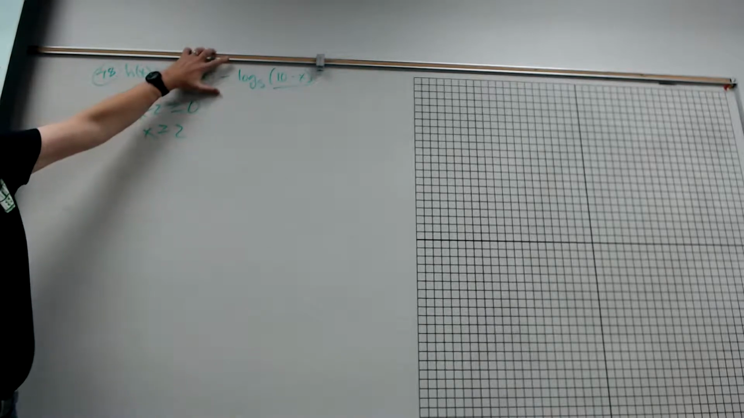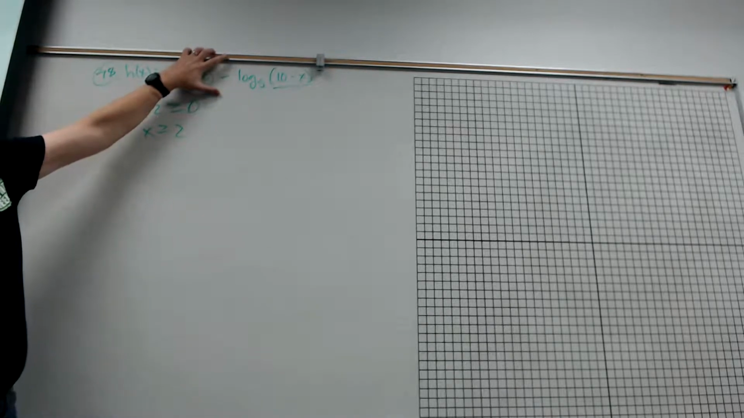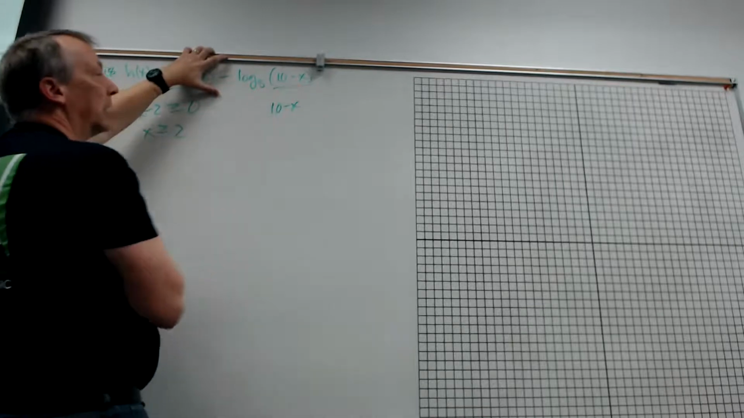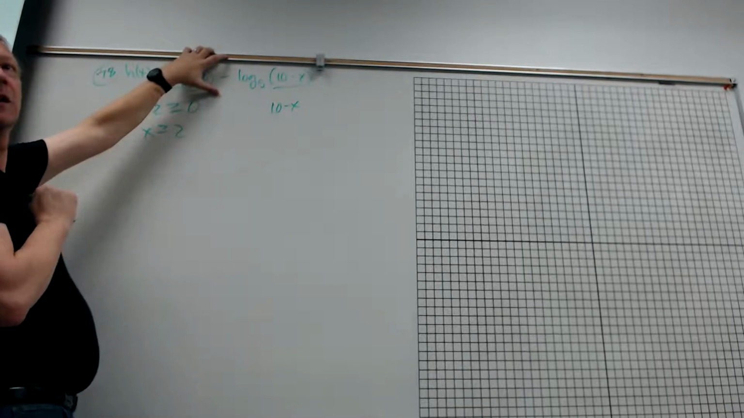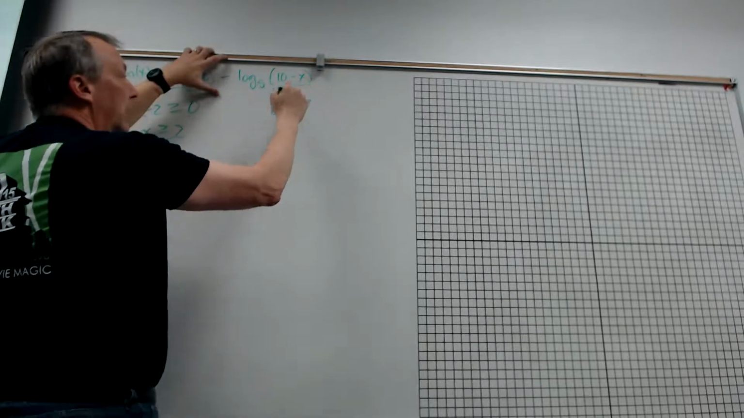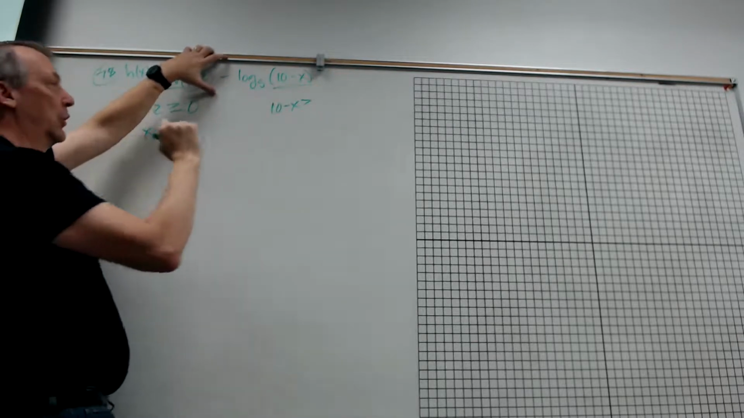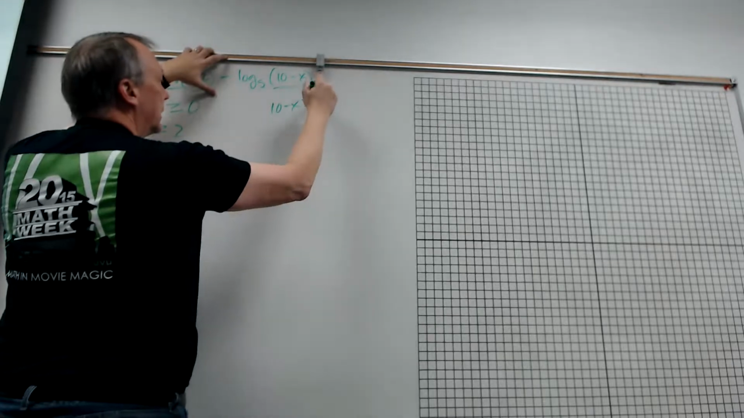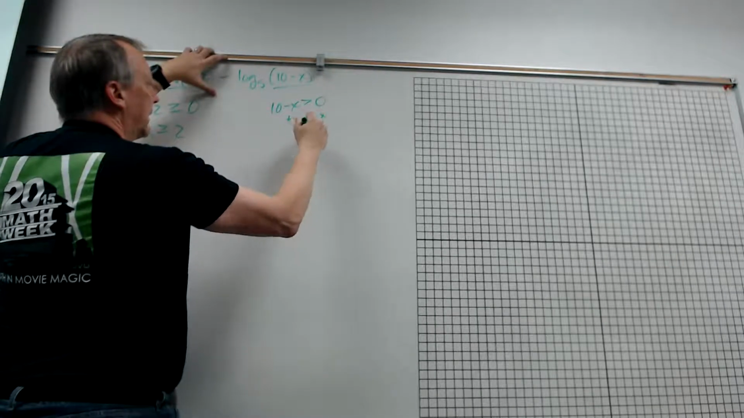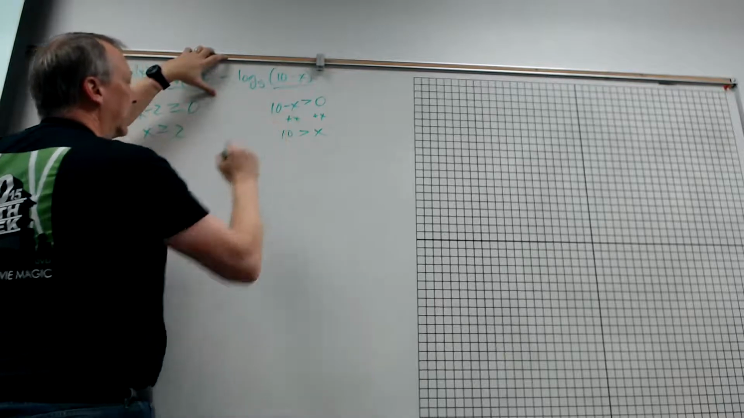Ignoring this, what's the problem with my logarithms? What causes me grief? 10 minus x must be greater than, can it equal 0? No. This is strictly greater than 0. So if I add x, x has to be less than 10.